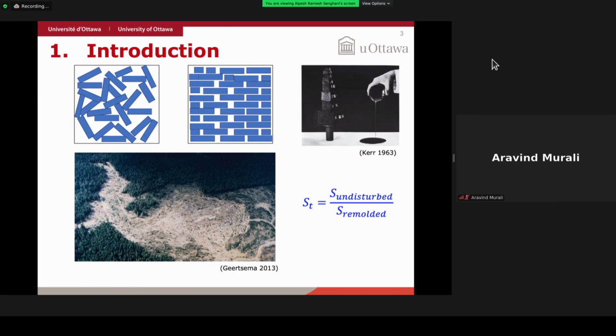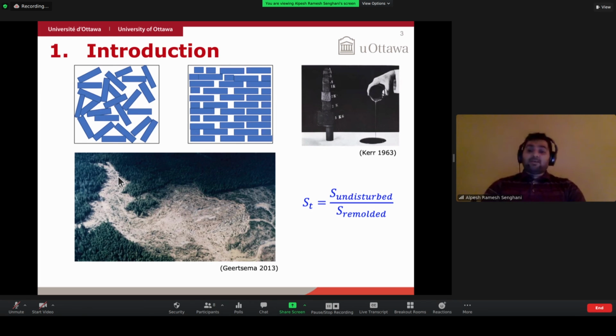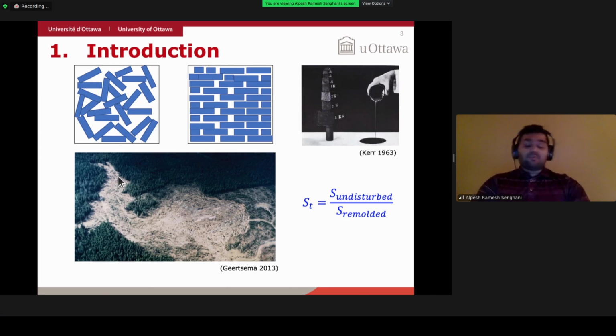Okay, so what I was saying is, if you expose the soil to cyclic loading, the failure can be catastrophic, and the soil can flow like a liquid, as you can see in the diagram here. The property that describes this type of soil is sensitivity, as we'll learn more in the presentation ahead.